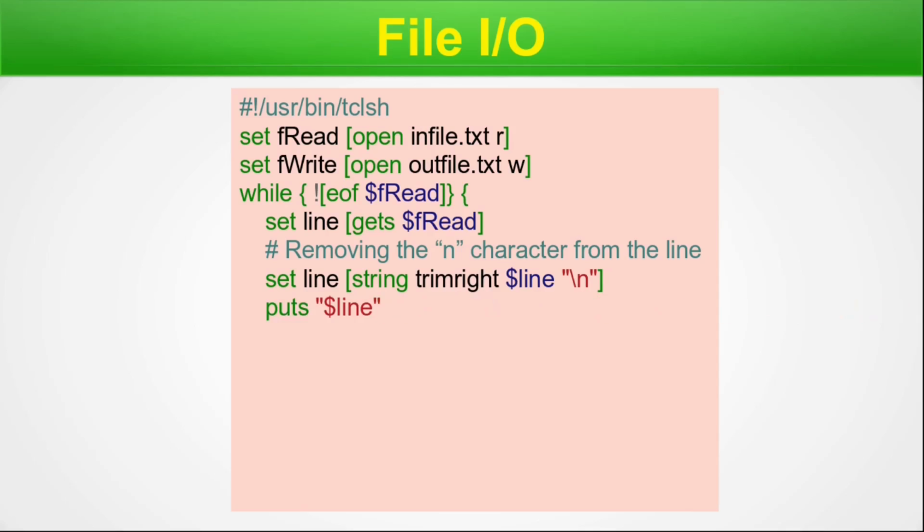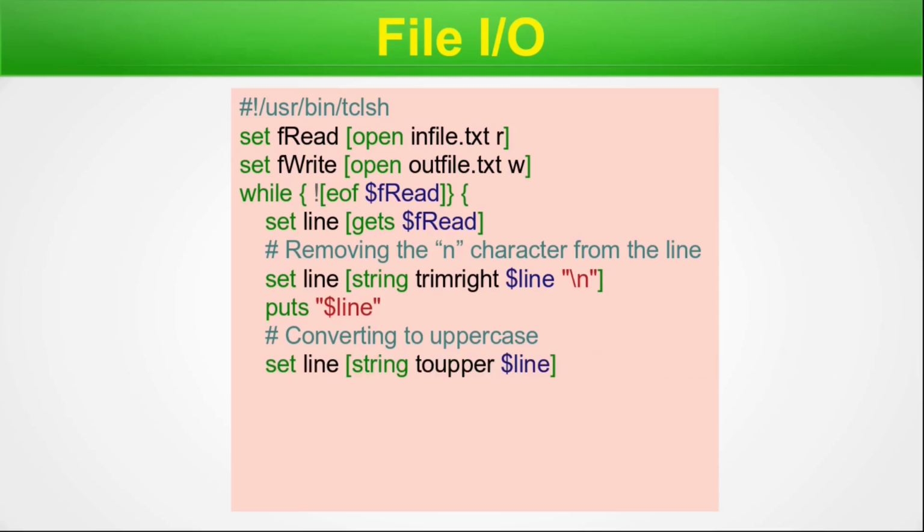Then we echo with puts $line. So here we are checking what we are getting from the infile. Then converting to uppercase. Set line, string toupper $line. Here we are using the set command and a string operator just to change the $line to uppercase. So what we have done is change each line from the input file to uppercase.